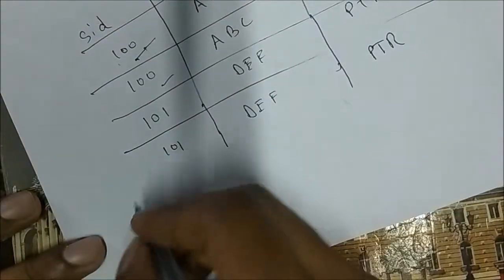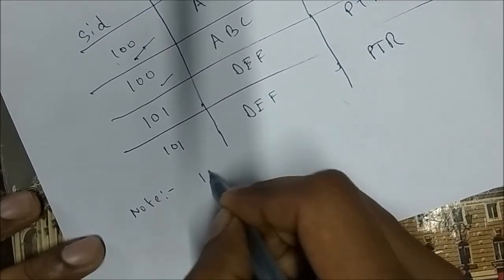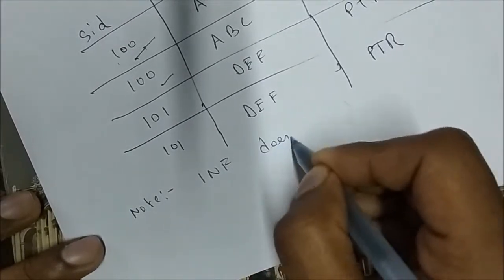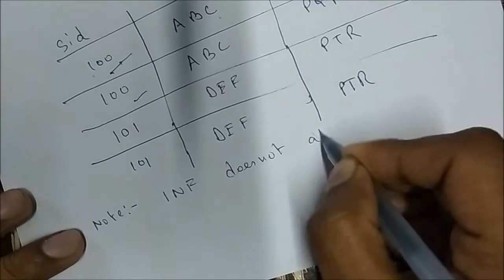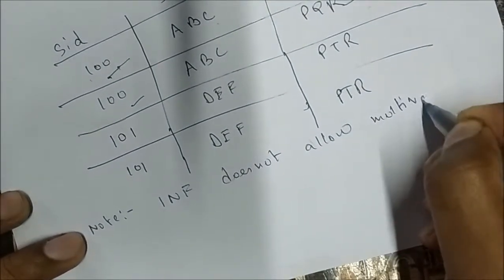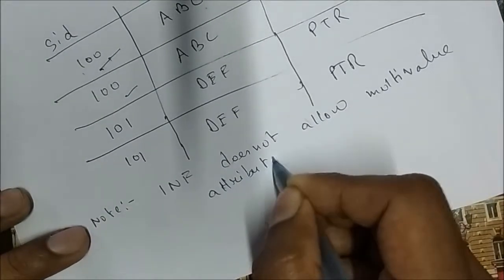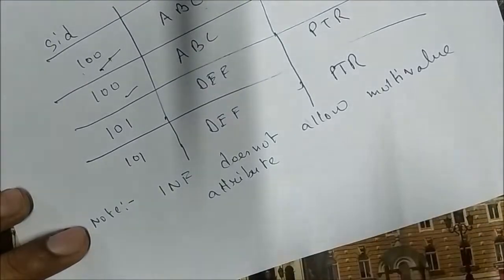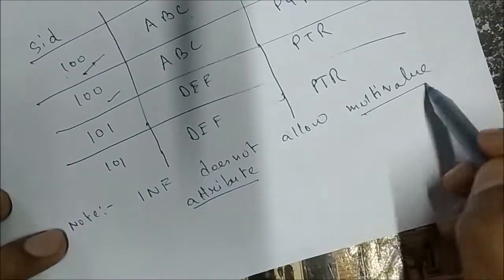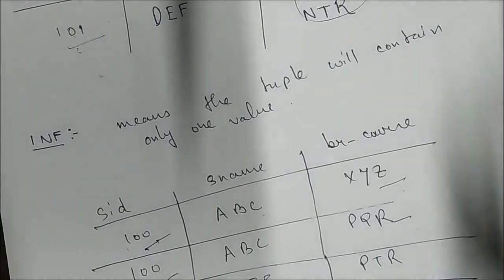So note this point. First normal form does not allow multi-value attributes. In first normal form we are removing multi-value attributes. What is the function of first normal form? The function of first normal form is removing multi-value attributes. So this is the basic idea about first normal form.